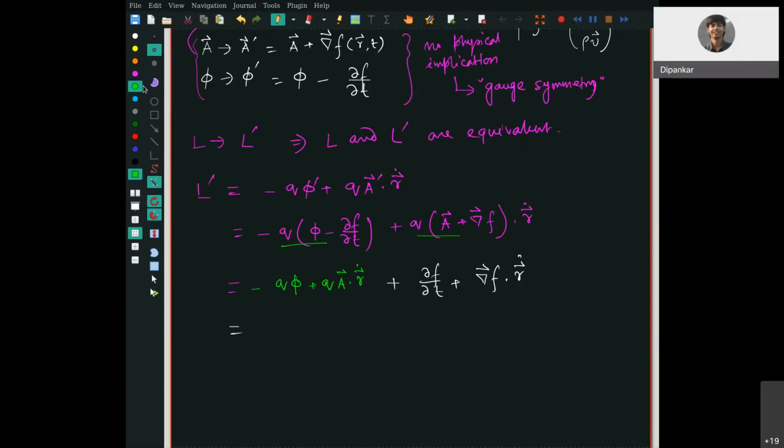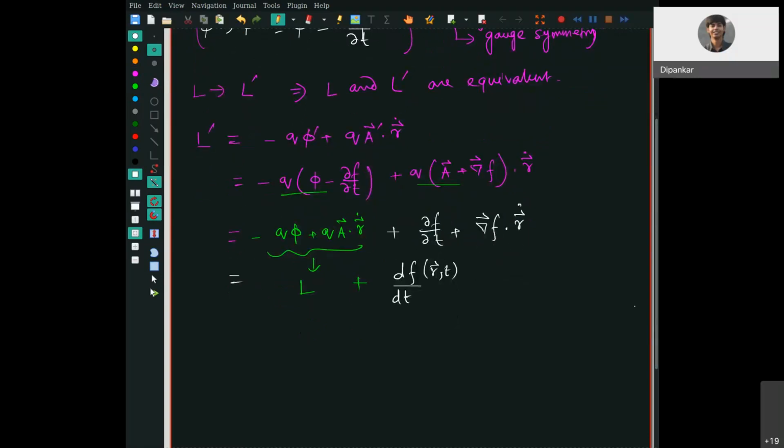Now again you can notice that this is my old Lagrangian, so this is your L, plus this extra term, from yesterday's exercise, is the total derivative of this f. Now remember, f is a function of coordinate and time only. So this L prime and L are equivalent. That means this gauge symmetry is still a symmetry of the Lagrangian.